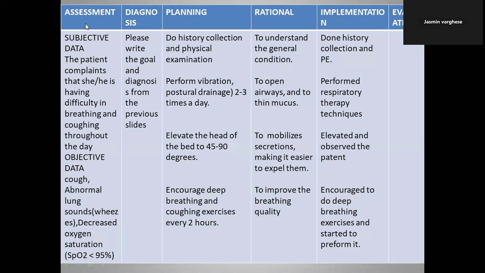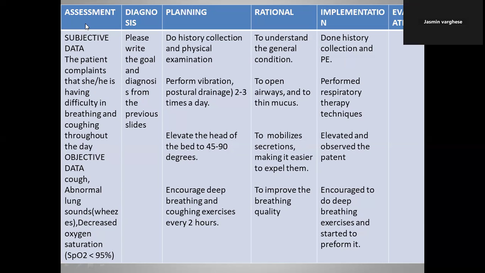While writing your nursing care plan, please follow this format: assessment, diagnosis, planning, rationale, implementation, and evaluation. You have to include all these columns in your nursing care plan. First section is assessment. In assessment, 2 things you have to write: subjective data and objective data. Subjective data means what the patient complains about their condition, and in objective data, you will write what you have observed from the patient's situation.